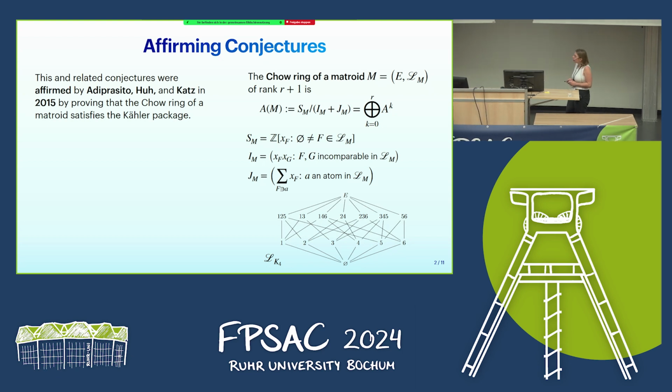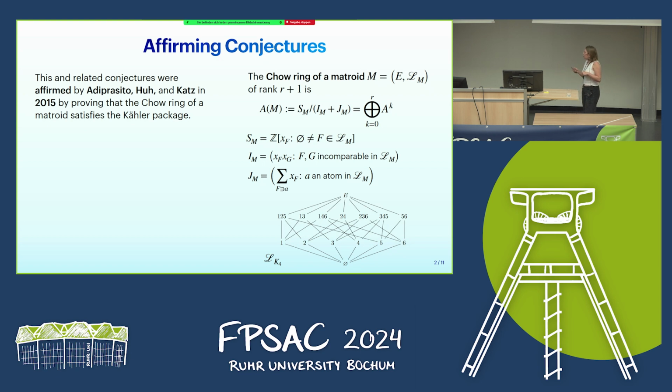It is a polynomial ring with a variable for every non-empty flat. So in the case of the braid matroid, it will have 14 variables. It is quotiented by the Stanley-Reisner ideal, which in this case is quadratic, and by a linear ideal that consists of all flats that contain an atom, so a rank 1 element, or an element of my ground set.